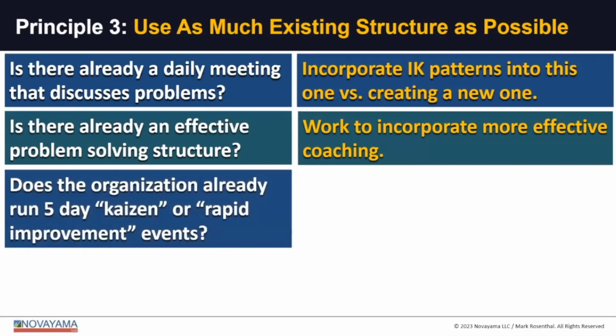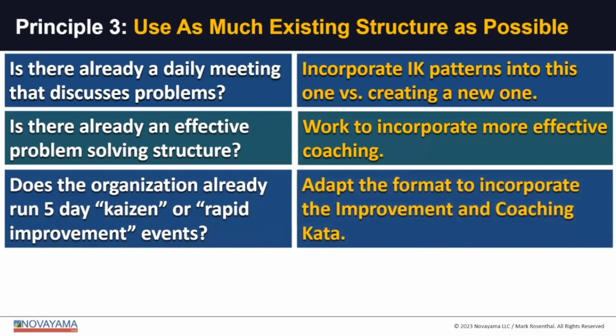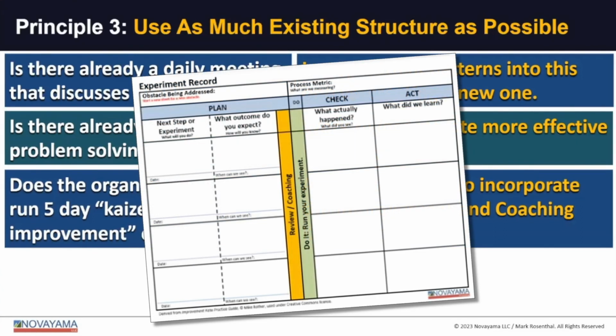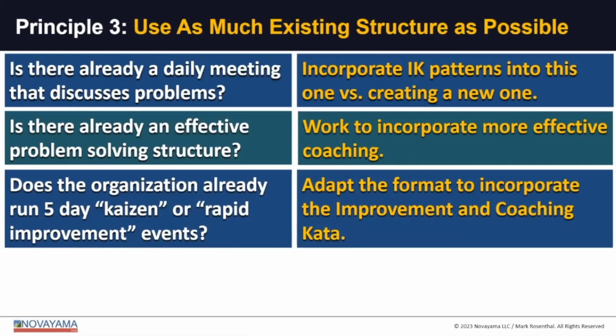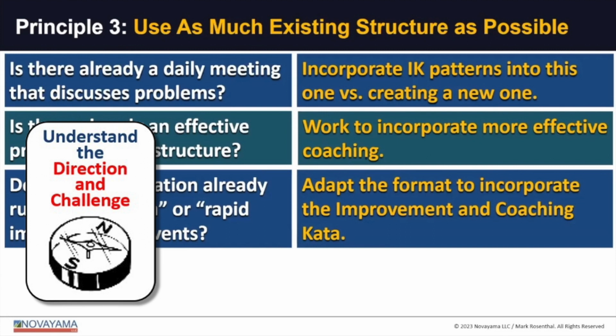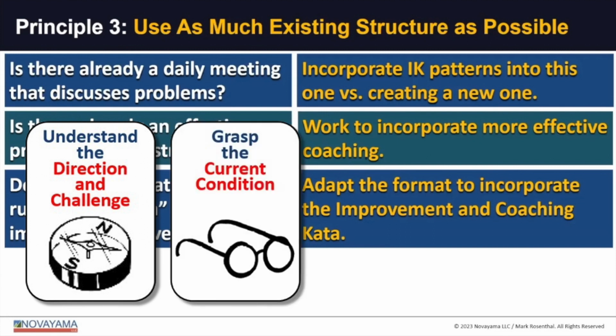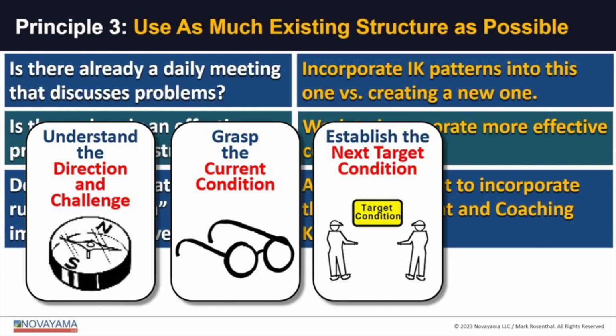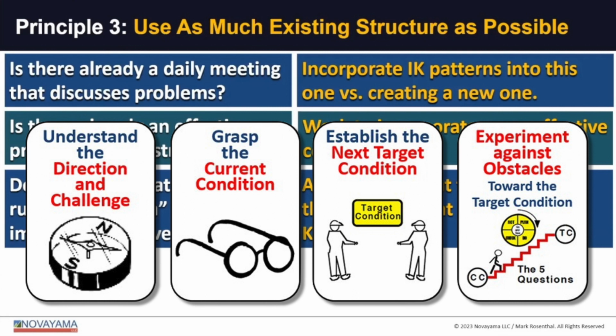Does the organization already run 5-day rapid improvement events or Kaizen events? Awesome. Then take that format, incorporate the improvement and coaching kata format into those events. So instead of making a long list of action items, use something that looks like the experimenting record. You're still taking them through understanding the direction or challenge. That's the whole point of the event. You're still taking them through grasping the current condition, so you can adopt the starter kata for that. You're still establishing a target for where they're trying to go next. Get them to articulate it more clearly. You're still working on trying things, just structure those action items as experiments.